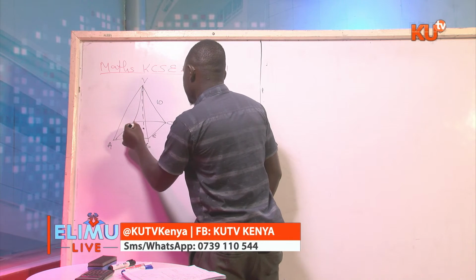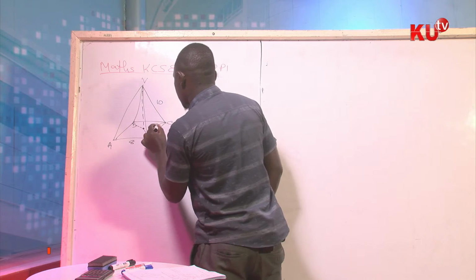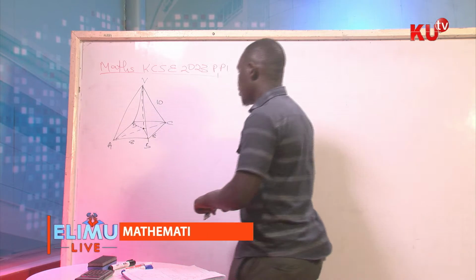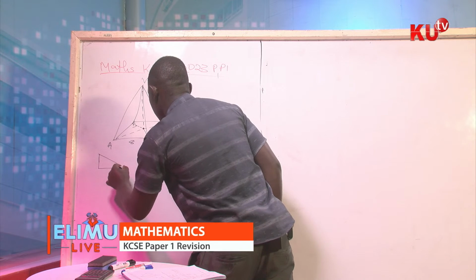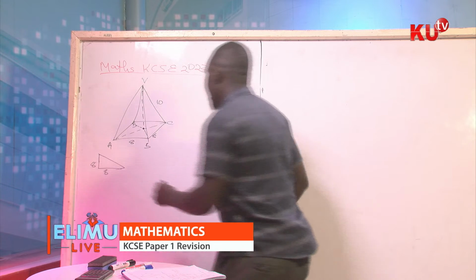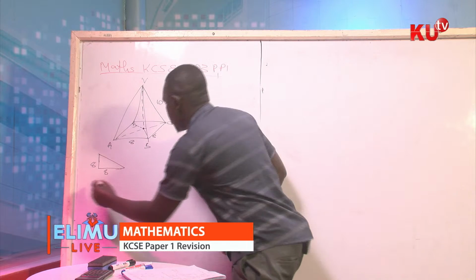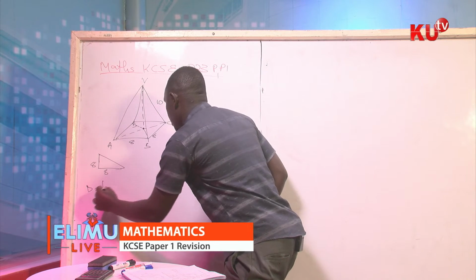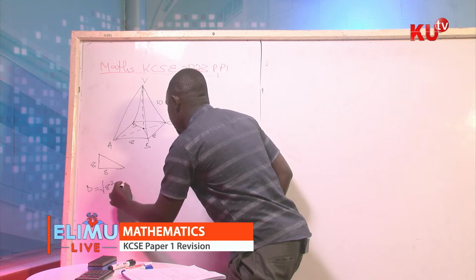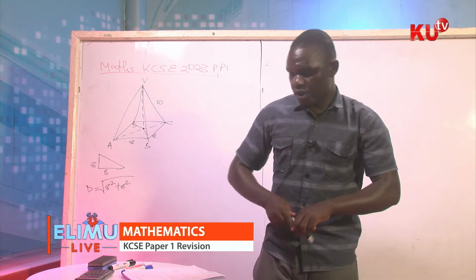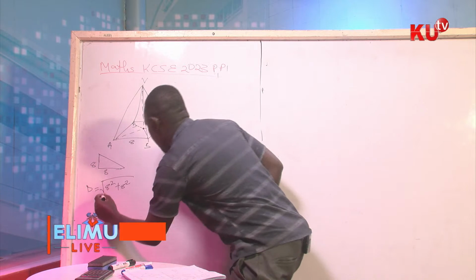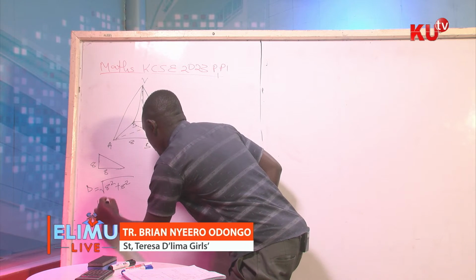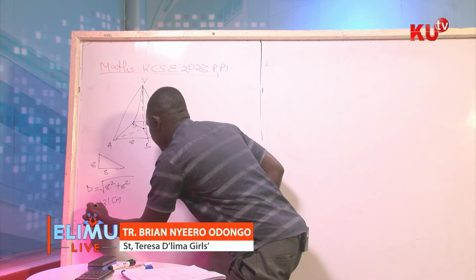Now, in order to get that, let's look. Remember that the base here is square. So first of all, we can have this 8, 8. Let's get the diagonal. To get that diagonal, it is the square root of 8 squared plus 8 squared. When you work it out, you'll be getting that diagonal as 11.31 centimeters.